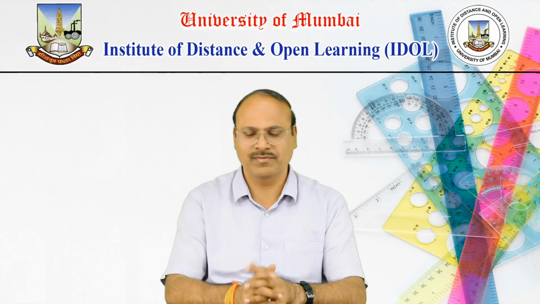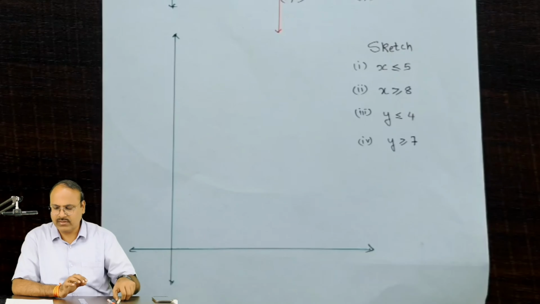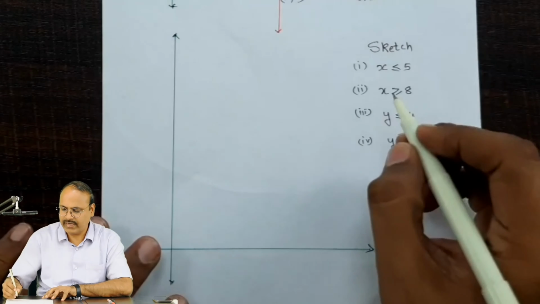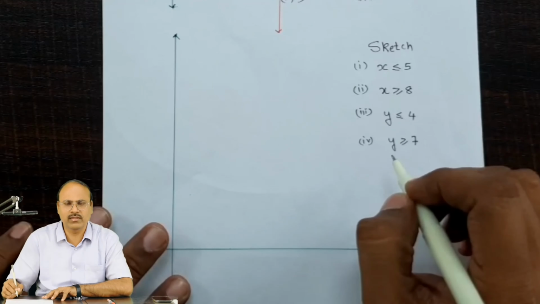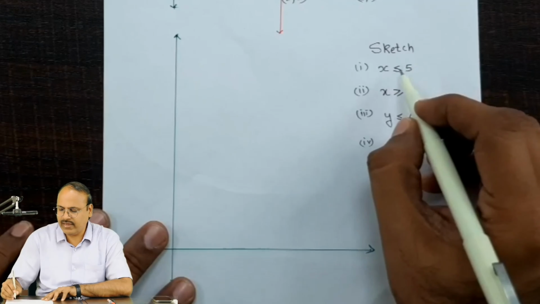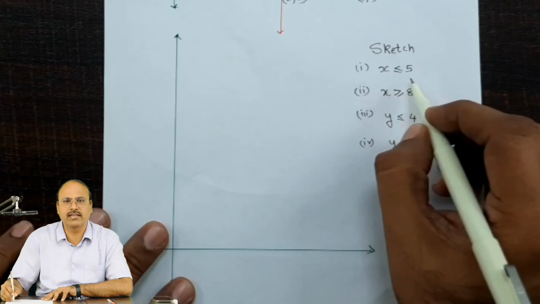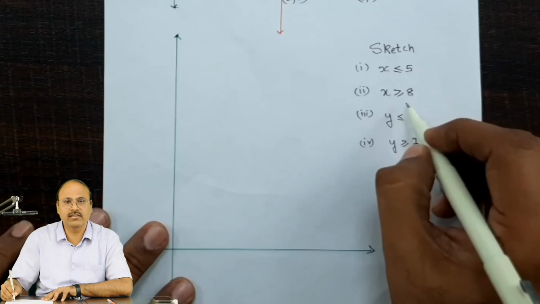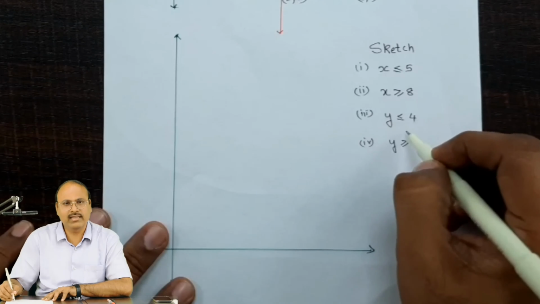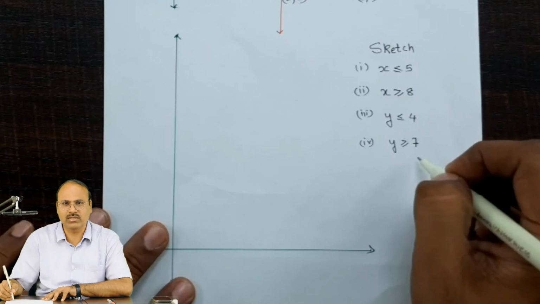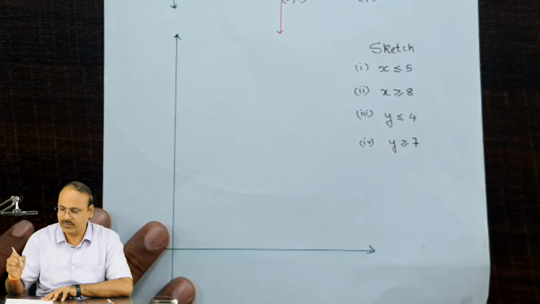So let's begin. Here are some examples in front of us. We have taken 4 examples which we are going to do in this part. Say, for example, we have to draw the sketch of the linear inequations x less than or equal to 5, x greater than or equal to 8, y less than or equal to 4 and y greater than or equal to 7. We'll do these 4 examples here.